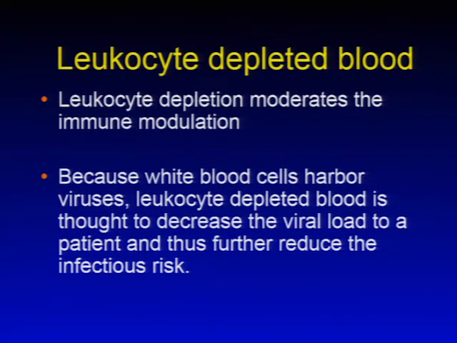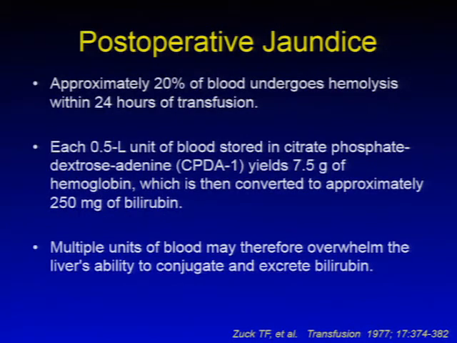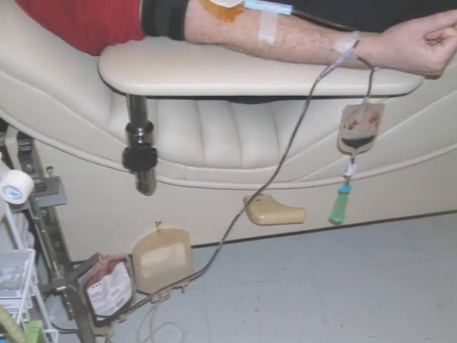Leukocyte-depleted blood moderates immune modulation, and because white blood cells harbor viruses, leukocyte-depleted blood is thought to decrease the viral load to a patient and thus further reduce the infectious risk. I should also mention postoperative jaundice here. Approximately 20% of blood undergoes hemolysis within 24 hours of transfusion, and each half-liter unit of blood stored in CPDA1 yields approximately 7.5 grams of hemoglobin, which is then converted to bilirubin. And so multiple units of blood can overwhelm the body's ability to conjugate and excrete bilirubin.